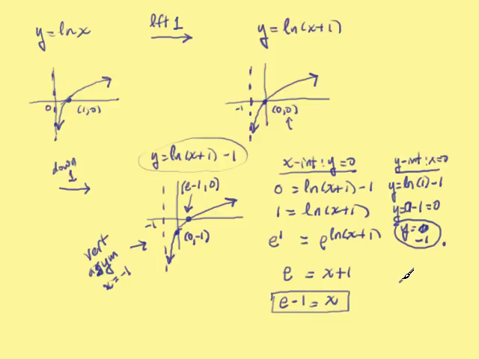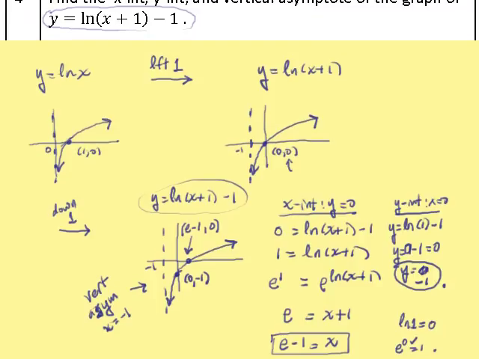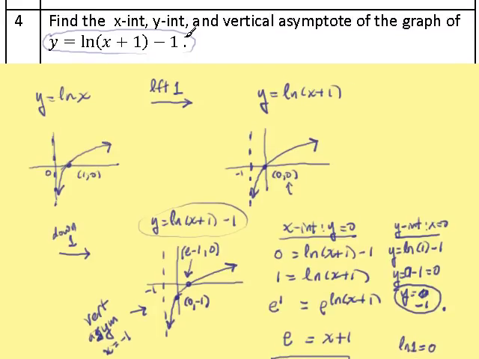Let me just emphasize another reason why ln 1 is equal to 0. If we put this in exponential form, this is log base e. So take the base e, raise it to the exponent 0, e to the 0 is equal to 1. So ln 1 is equal to 0. I think now we have all the information we were asked for. We have the x-intercept, y-intercept, and the vertical asymptote.